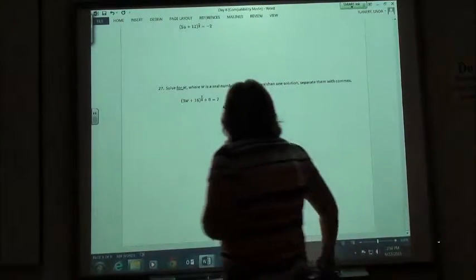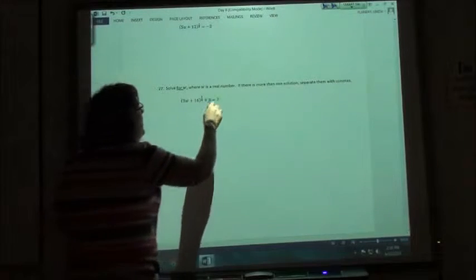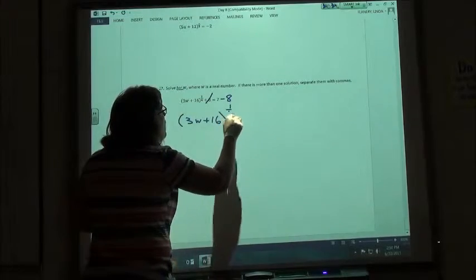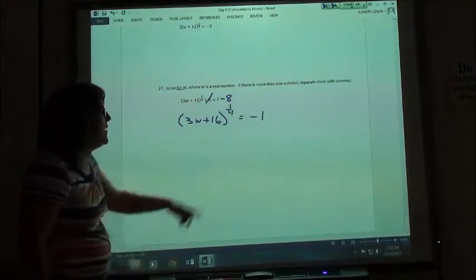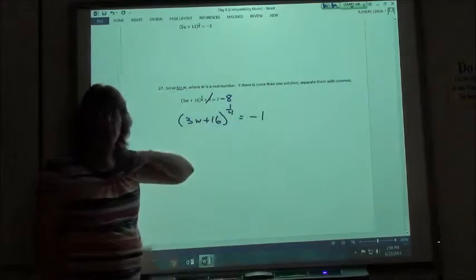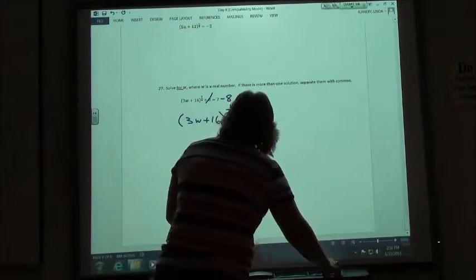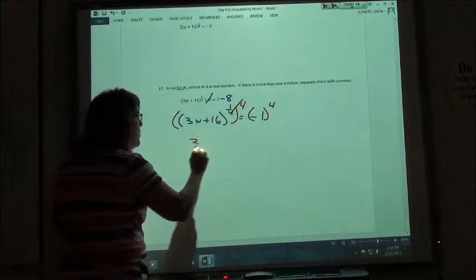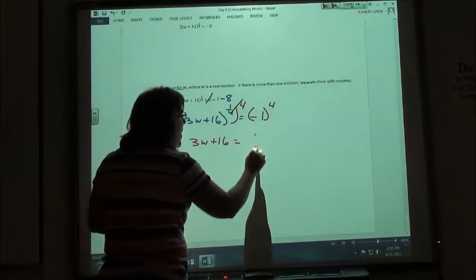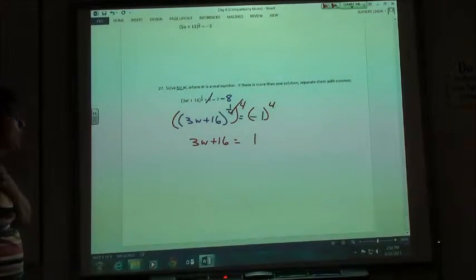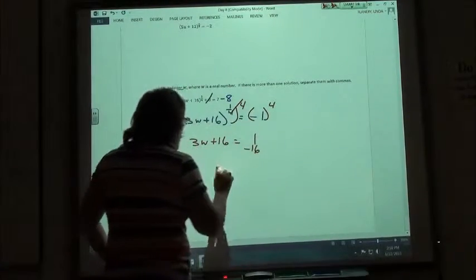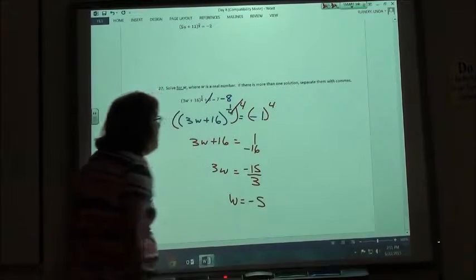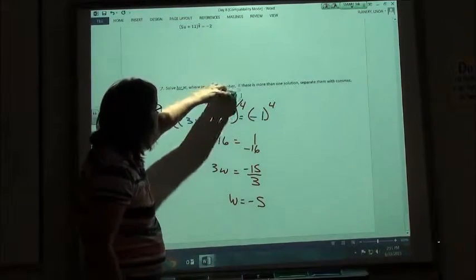And so, if we look at number 27 here, again we have the 4th power, but we've got to get it by itself. And so 3w plus 16 to the 1/4 equals negative 1. Well again, hopefully you know that the 4th root can't equal a negative, but if we go through the process of solving, I would raise this to the 4th power. That cancels that. 3w plus 16 equals a positive 1, because a negative 1 to the 4th is 1. I would subtract my 16, so 3w equals negative 15 and divide by 3. W equals negative 5.